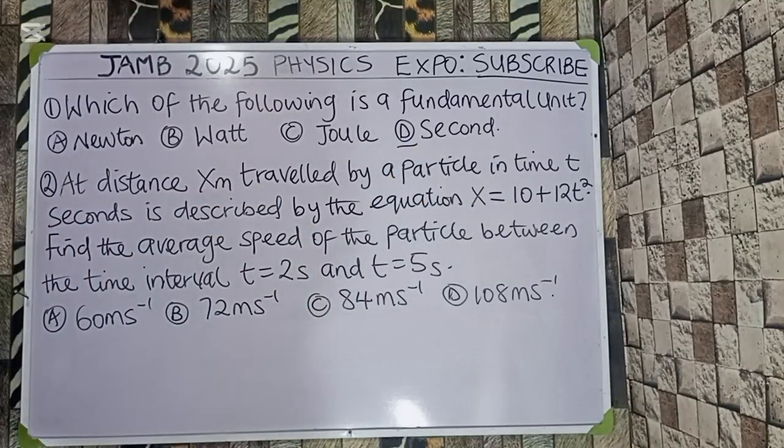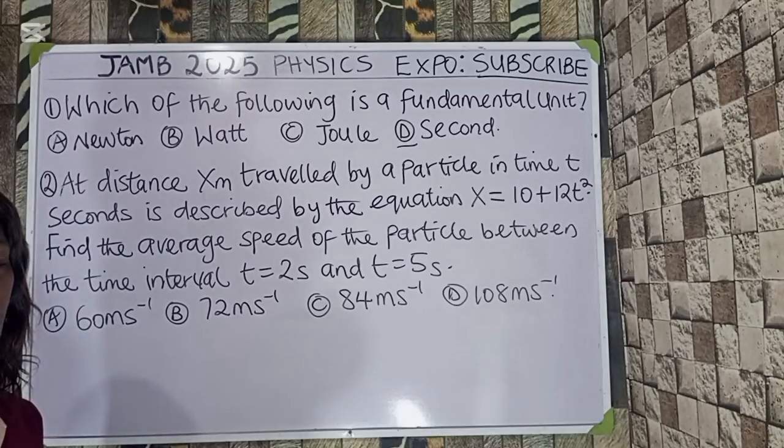Number 2, a distance x meters traveled by a particle in time t seconds is described by the equation x equals 10 plus 12t square. Find the average speed of the particle between the time interval t equals 2 seconds and t equals 5 seconds. Now, this question is under instantaneous speed and instantaneous velocity, okay?